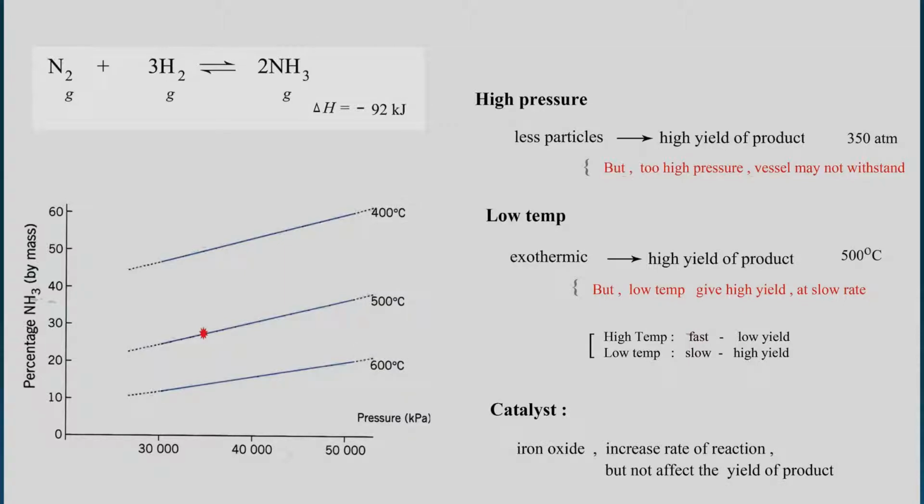And in this reaction, iron oxide is always required as a catalyst. The use of a catalyst is to increase the rate of reaction. But it will not help you to get more product. It will just make it faster to reach the equilibrium level.